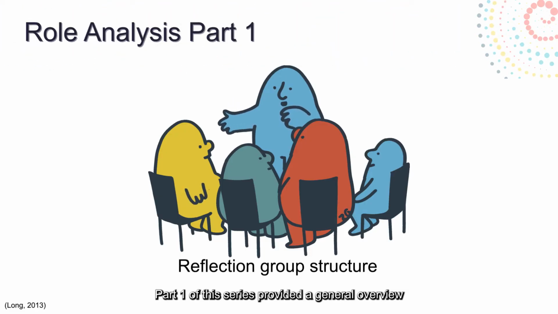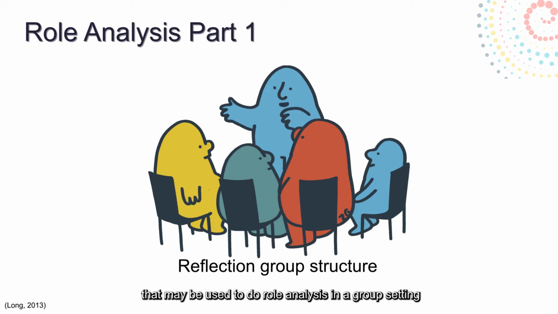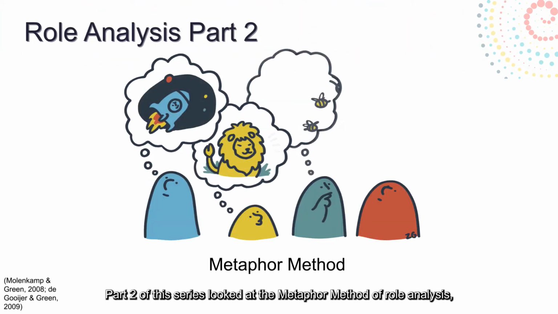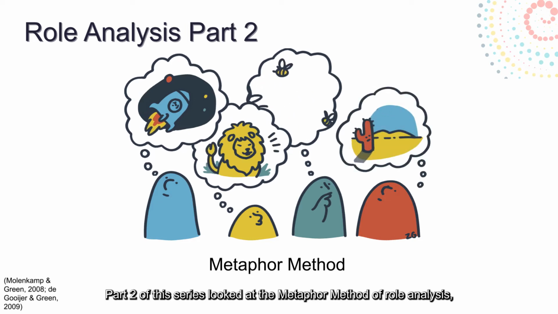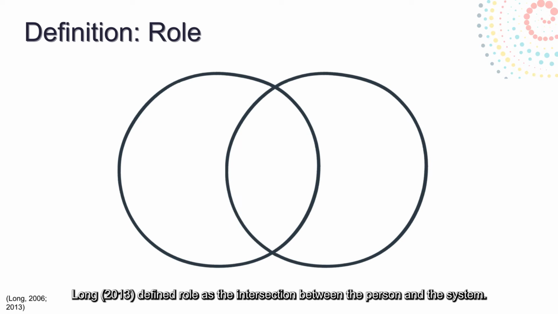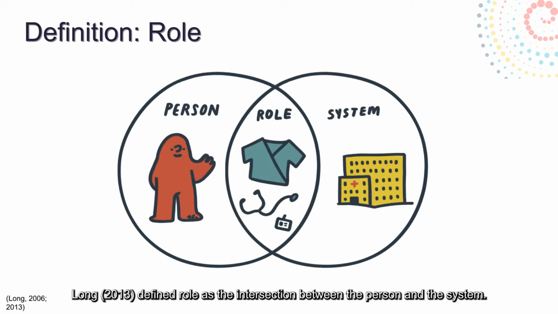Part 1 of this series provided a general overview of role analysis and a description of a basic structure that may be used to do role analysis in a group setting. Part 2 of this series looked at the metaphor method of role analysis developed by Mullenkamp and Green. Remember, Long defined role as the intersection between the person and the system.